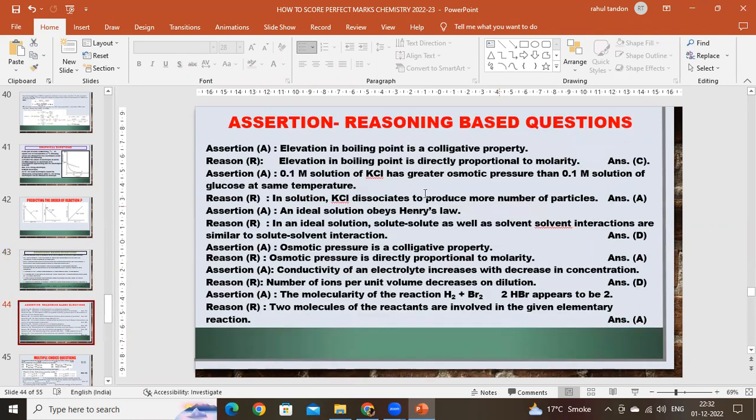Then assertion reasoning questions can be asked in this form. Elevation in boiling point is a colligative property. This is the assertion. Then what is the reasoning? Elevation in boiling point is directly proportional to molality. So option C means: assertion is correct, reasoning is incorrect. Then similarly, 0.1 molar KCl has a greater osmotic pressure than 0.1 molar solution of glucose at the same temperature. So these questions can be asked in the form of assertion and reasoning.